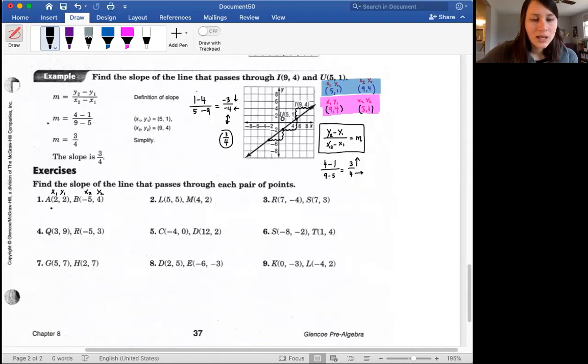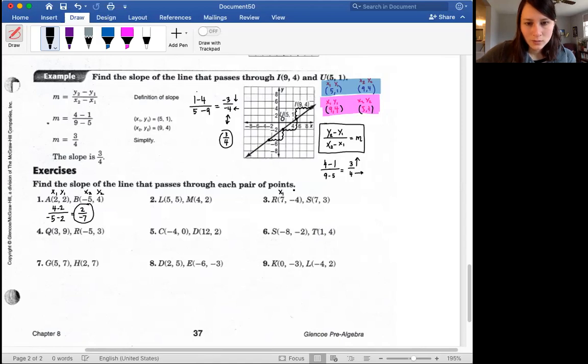So now we're gonna plug that in our equation, y2 minus y1 over x2 minus x1. So this will be 4 minus 2 over negative 5 minus 2. So now I have 4 minus 2, which is 2. And this would be negative 5 minus 2 is negative 7. So the slope that I have, it's going up 2 to the left 7. That's my slope. Okay, let's do number 3.